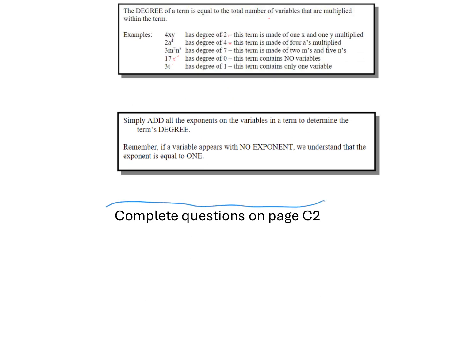And then there are some questions that you can finish and try on page C2 in your guide, and then make sure that you're checking the answers after you've completed them.